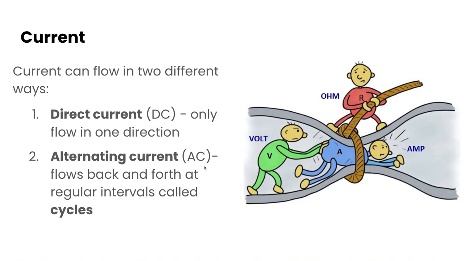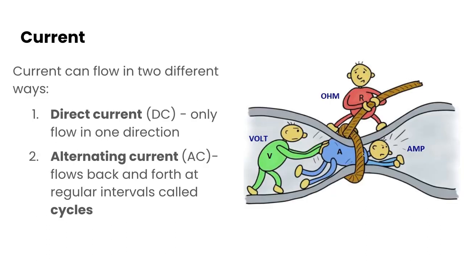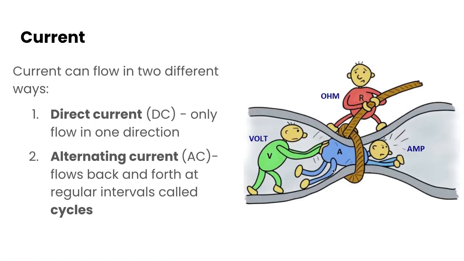The other way that current can flow is called alternating current, or AC. And this is going to flow back and forth at regular intervals called cycles. So our picture would look a bit different, where we would have the current flowing this way for a little bit, and then it would cycle back and flow in the opposite direction here for a little while. And then it cycles back and forth doing that.